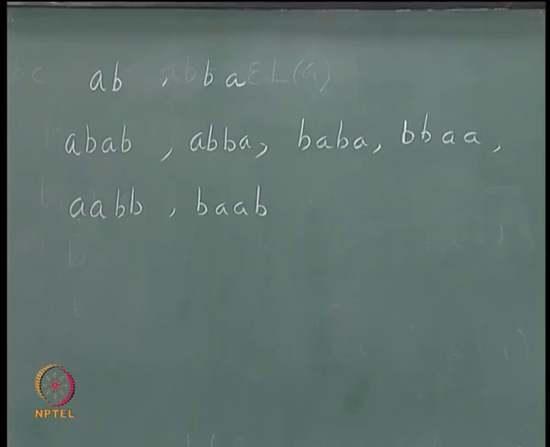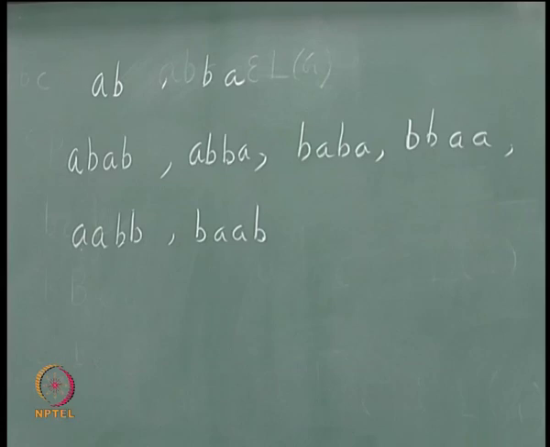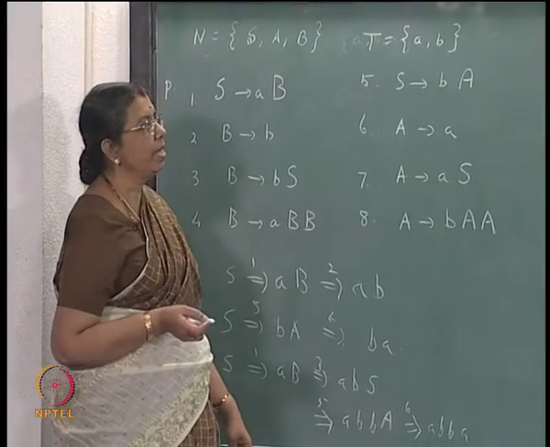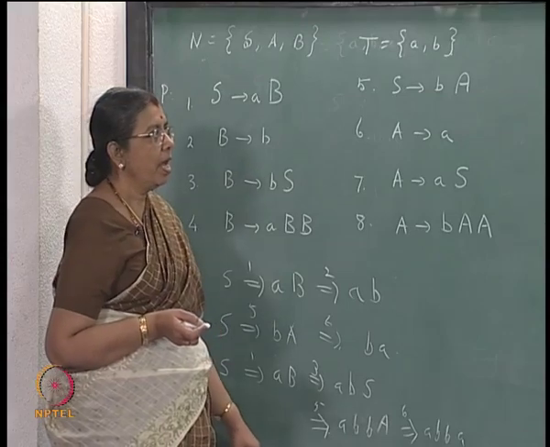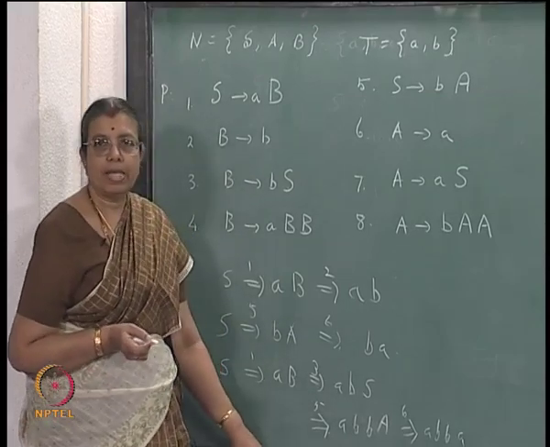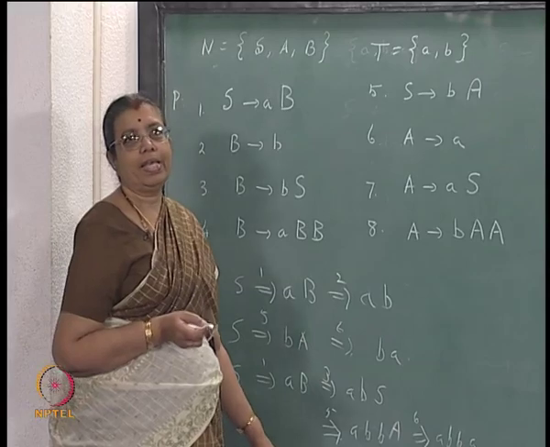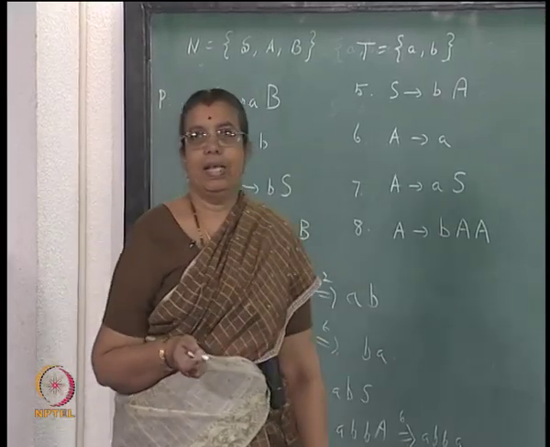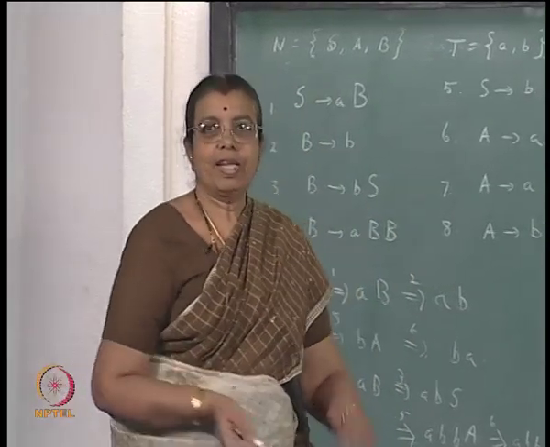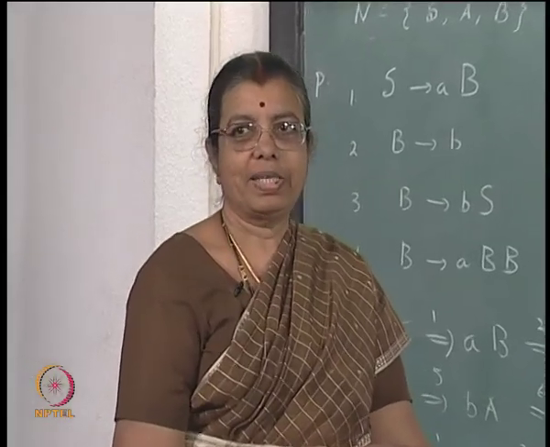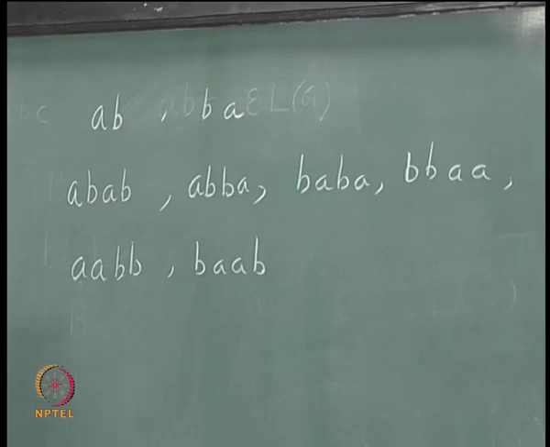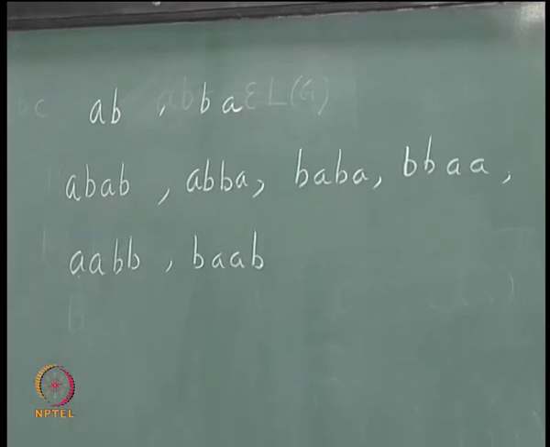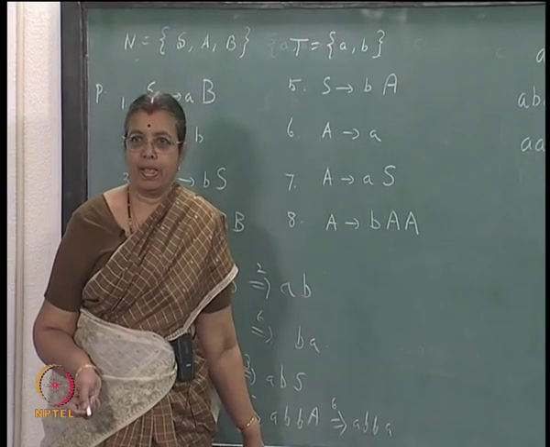In general, you will find that you cannot derive strings of odd length, you will be able to derive only strings of even length from S, and also any string generated in this grammar will have equal number of A's and B's. It is not very obvious. See, looking at the rules, that is not very obvious, is not it? So, we will have to prove that, right?